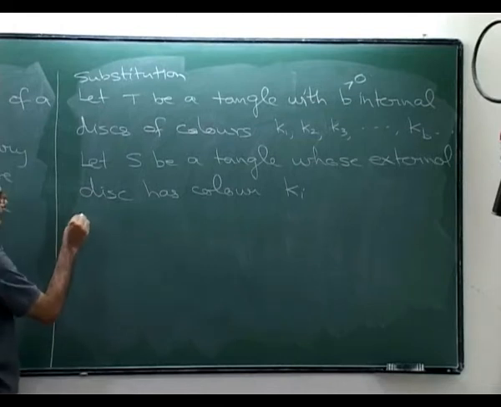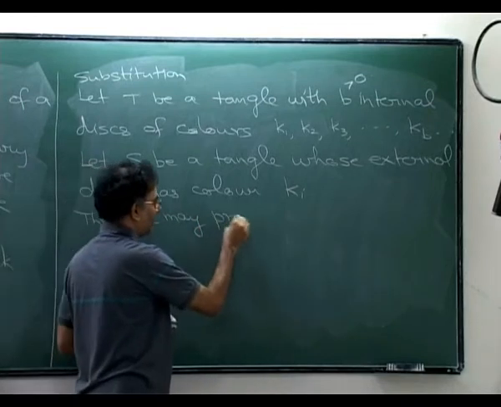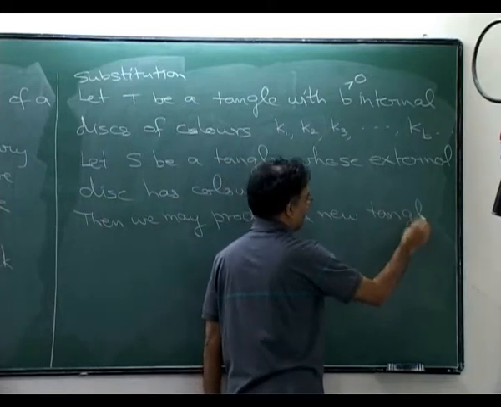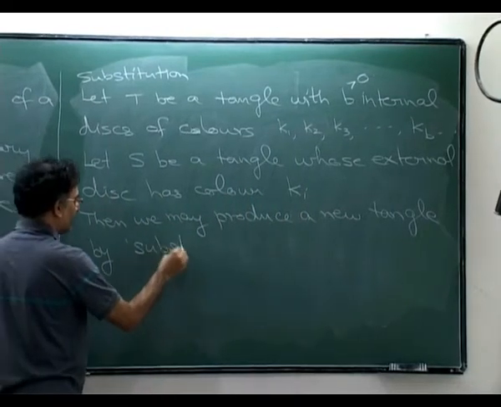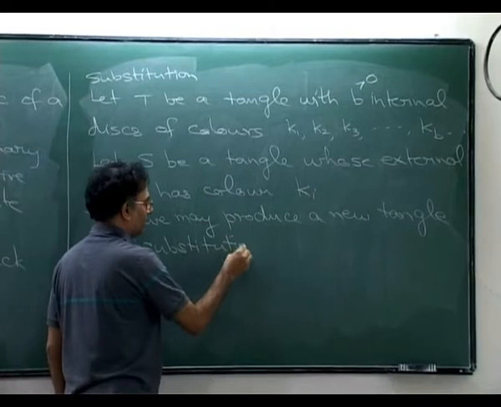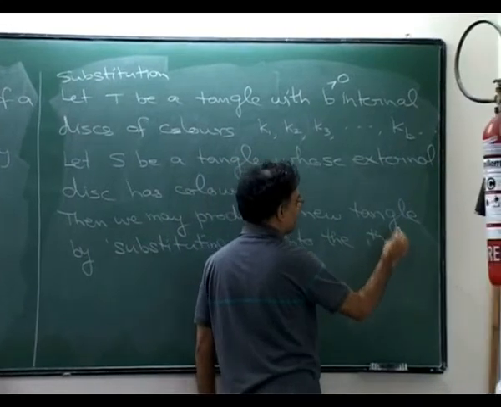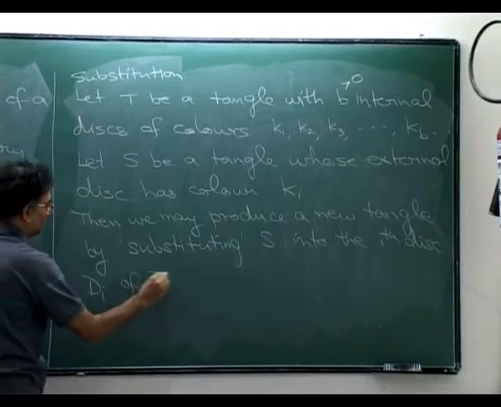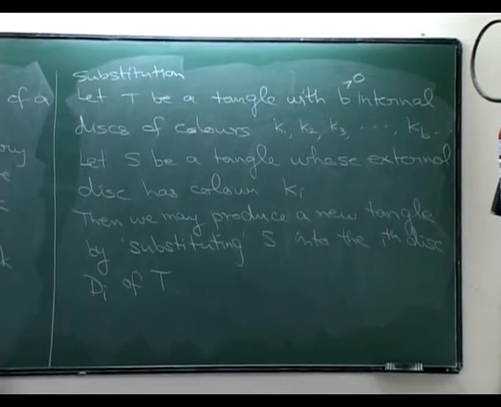Then we may produce a new tangle by substituting S into the ith disk Di of T. So what does this mean? What does substituting S into a disk of T mean? What it means is the following. Let me illustrate that by an example.